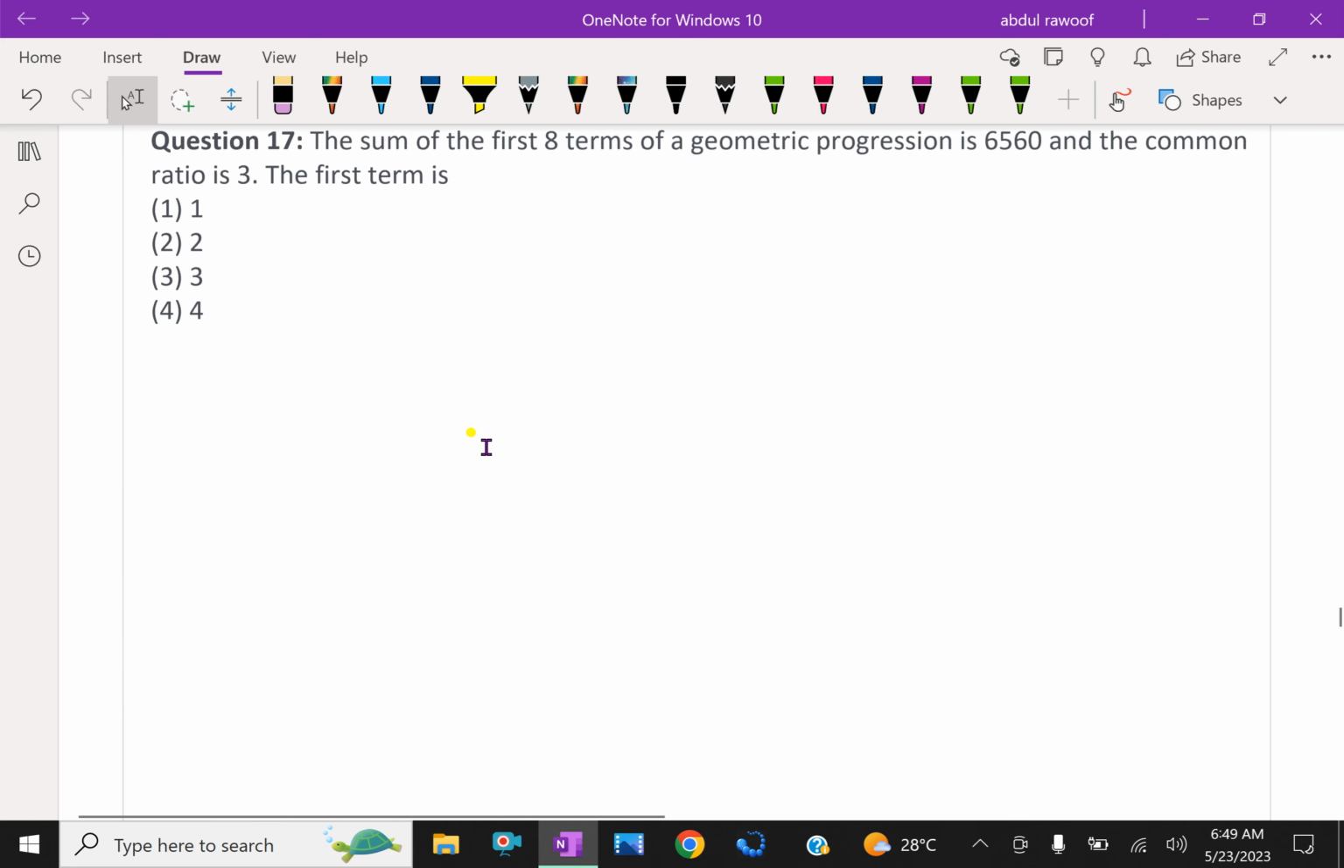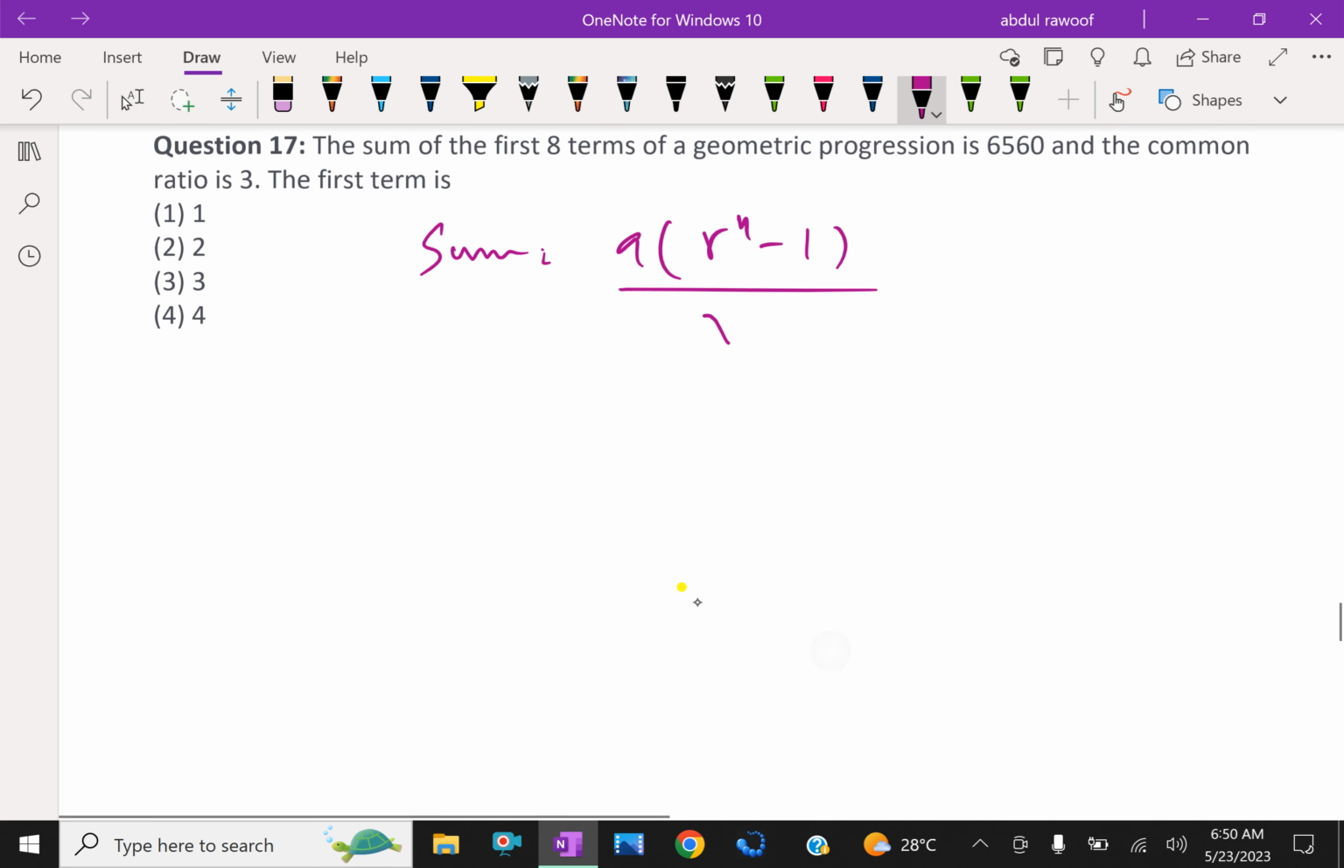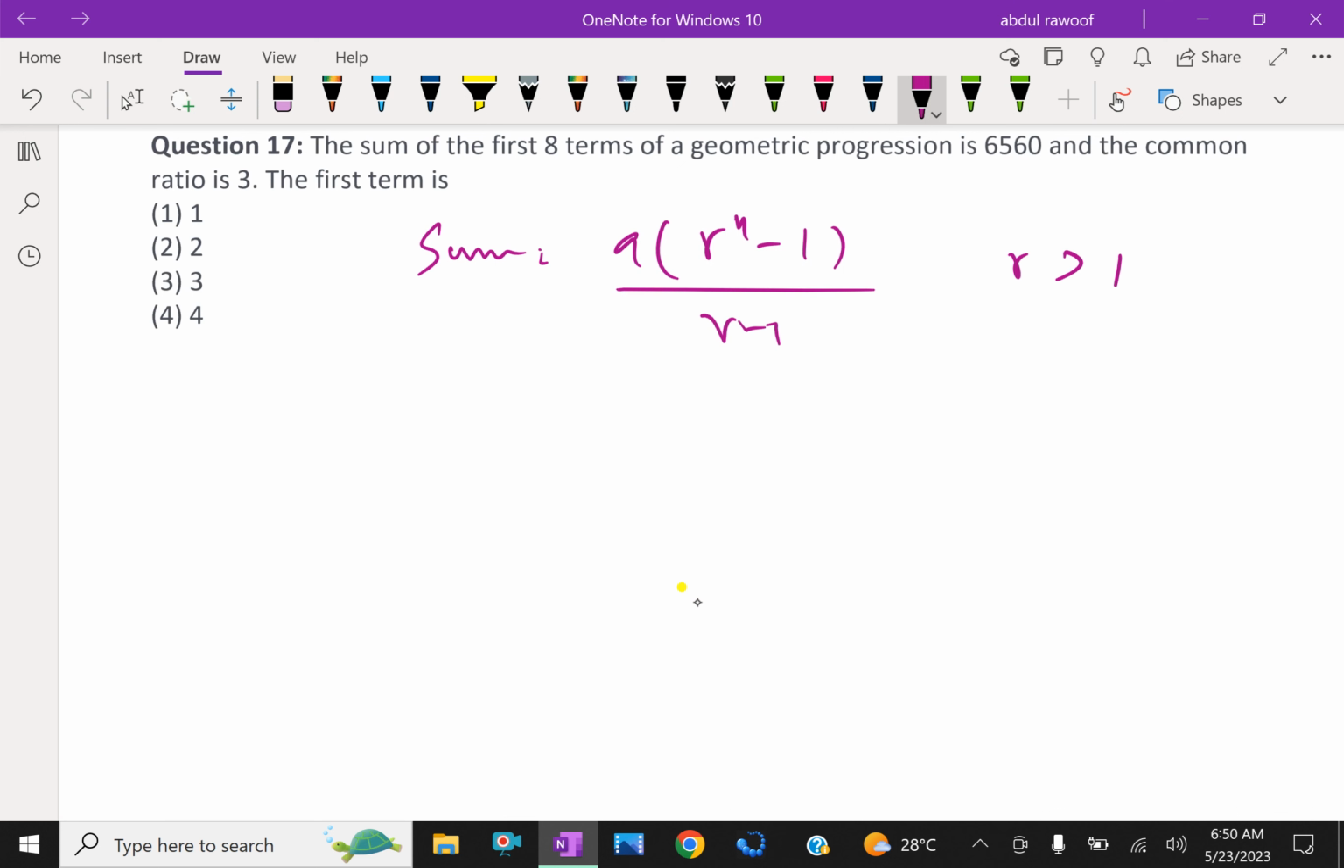Question 17. The sum of the first 8 terms of the geometric progression is 6560, and the common ratio is 3. Find the first term. Therefore, we know that the sum of a geometric series is A, r power n minus 1 by r minus 1, where r is greater than 1. Here 6560 is our sum, A is A, r is common ratio 3, 3 power n minus 1 by 3 minus 1 is 2.